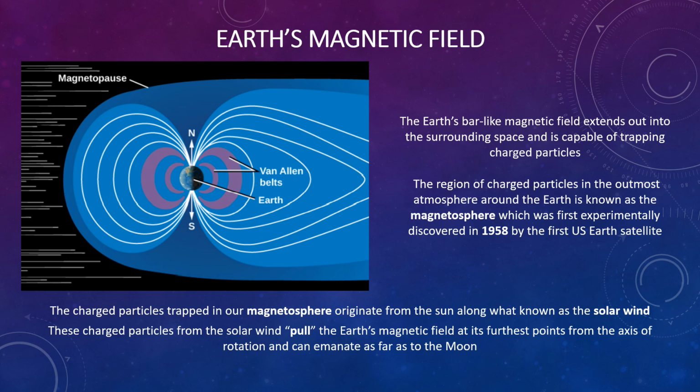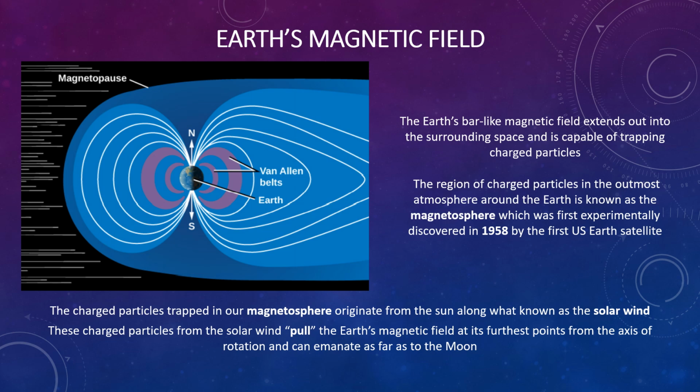So the Earth has a magnetic field that extends through our poles, the North and South Pole. We can picture the Earth kind of like a bar magnet in this way. And so we've got these regions around the Earth in our magnetic field where charged particles move along. This is known as the magnetosphere, and it was discovered in 1958 by the first satellite that the US launched.